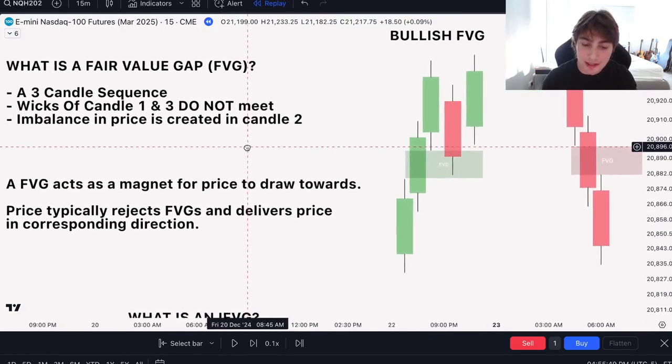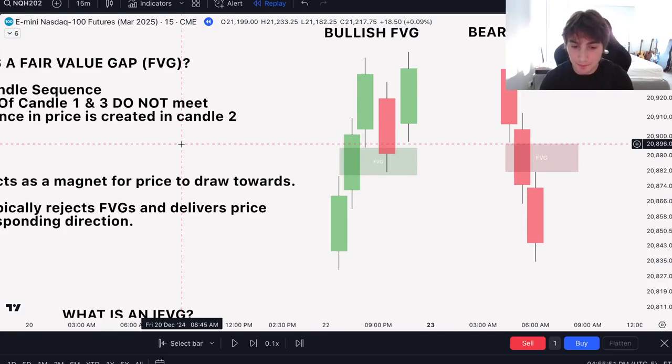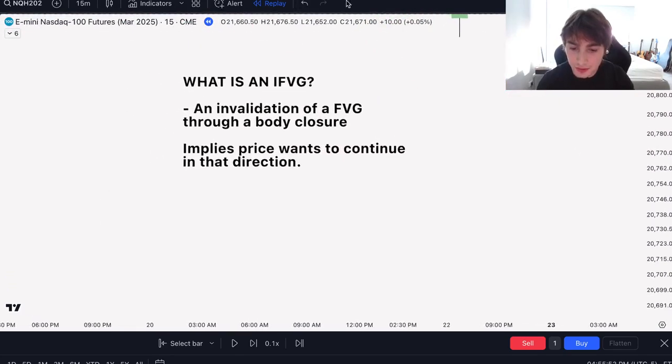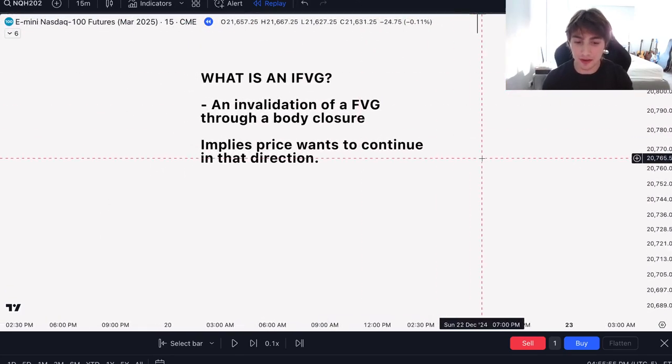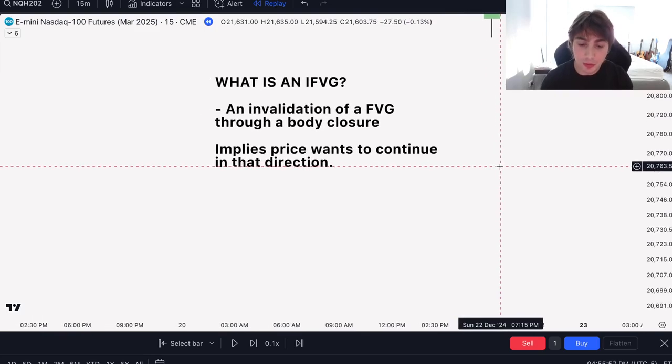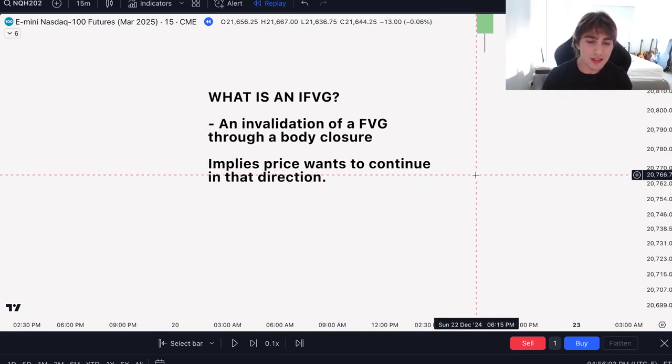But what is an inverse fair value gap, right? An inverse fair value gap is going to be an invalidation of a fair value gap through a body closure, which implies price wants to continue in that direction in which it is invalidating, right? And so what does that mean?